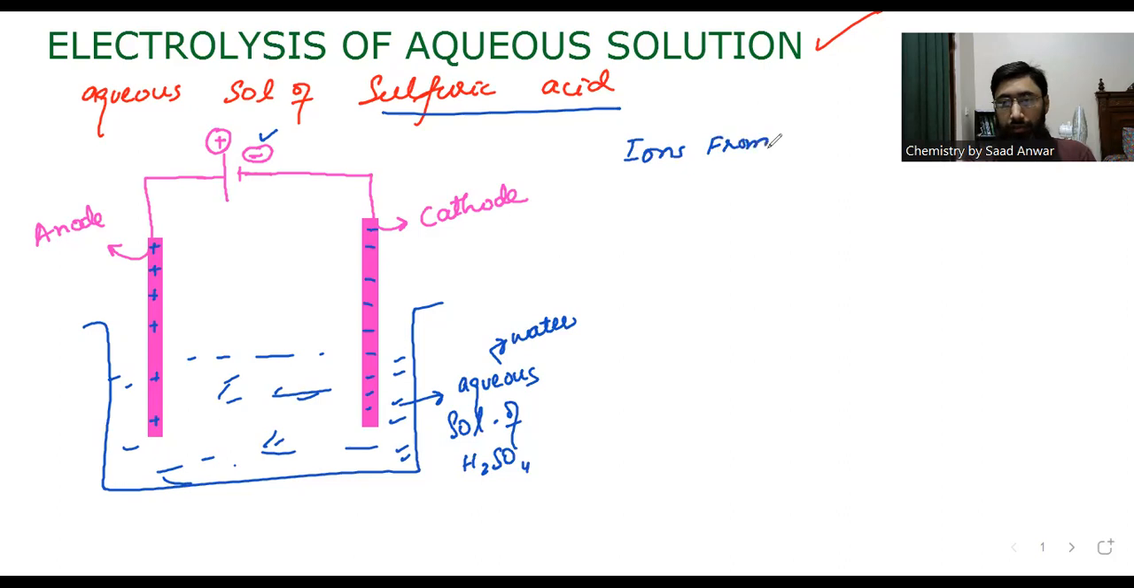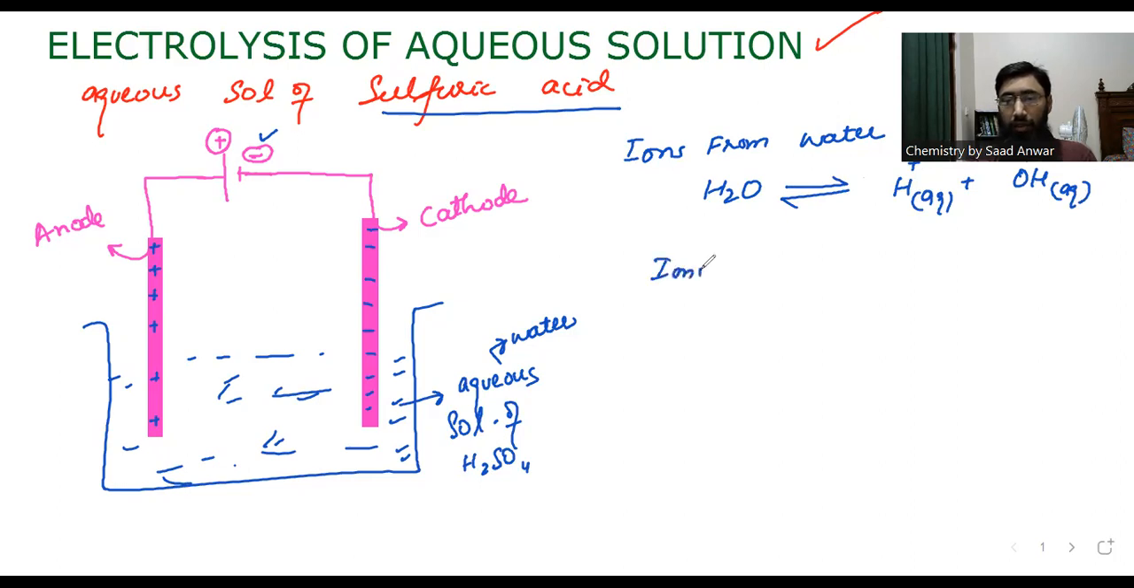from water. Water has weak dissociation power, but still water produces certain ions. The ions which I get from water are hydrogen ions and hydroxide ions: H+ (aq) and OH- (aq). These two ions, hydrogen ion and hydroxide ion, are produced from water.